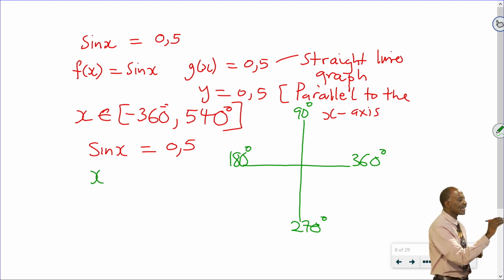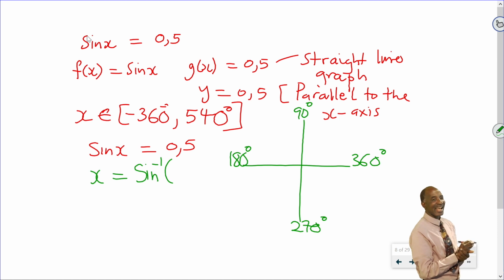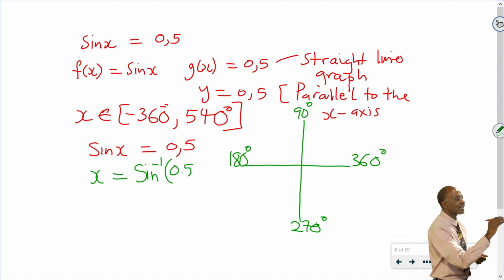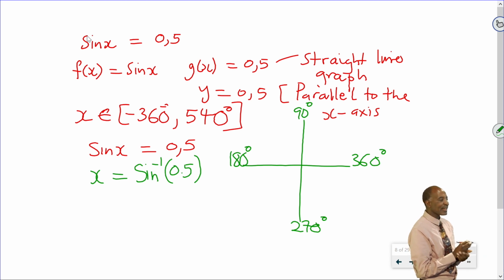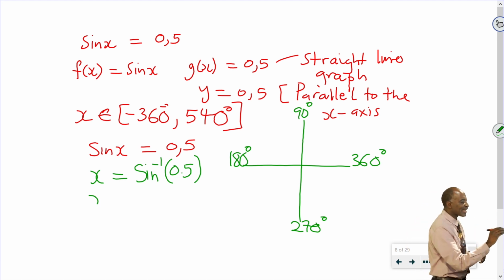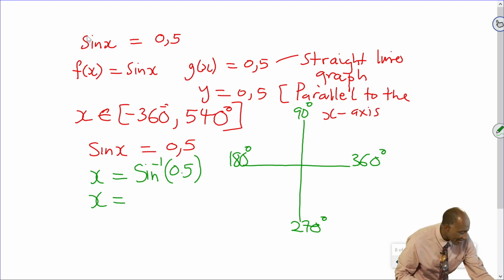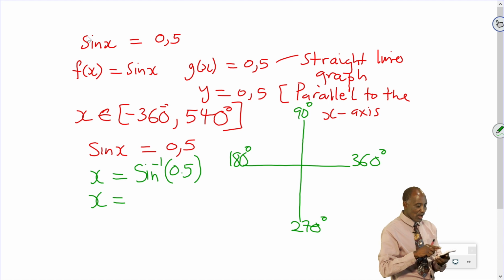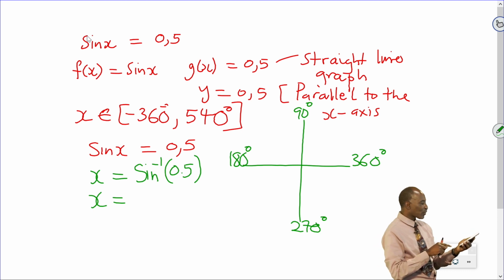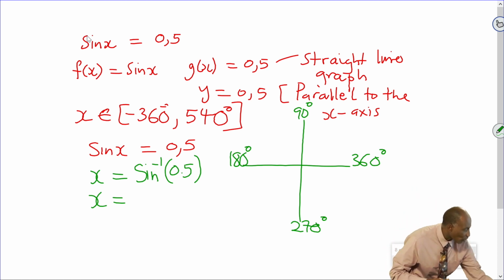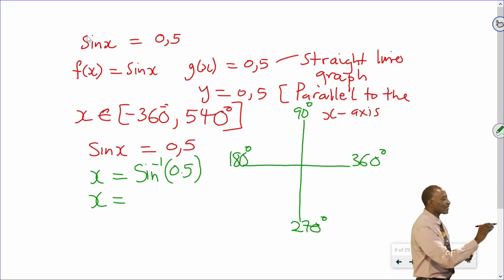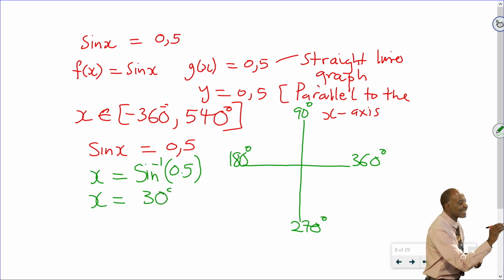You pull down your x and you introduce what we call the inverse of sine, which is read as arc sine of 0,5. This arc sine of 0,5 will give us an angle. So when you press arc sine of 0,5 on your calculator, you say shift, second function, sine, then it gives you arc sine, then you fit your 0,5 and get your 30 degrees. So the moment you say arc sine of a particular number, the answer should always be an angle. In this case, it's 30 degrees.